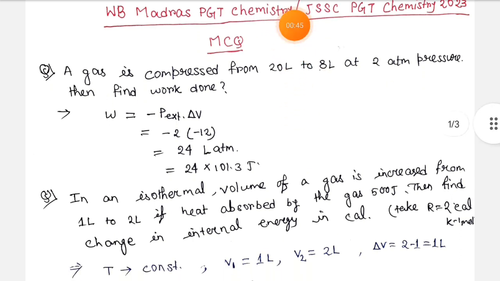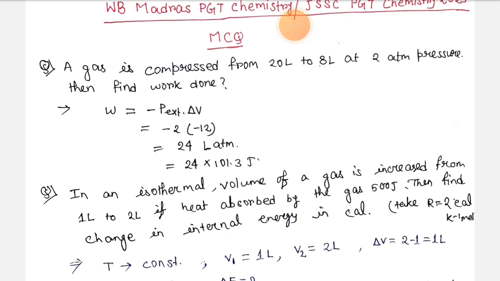So the first question is: a gas is compressed from 20 liter to 8 liter at 2 atmosphere pressure, then find the work done. Okay, so we know that the formula of work done is equal to minus P external into delta V. Here the initial volume and final volume are given.